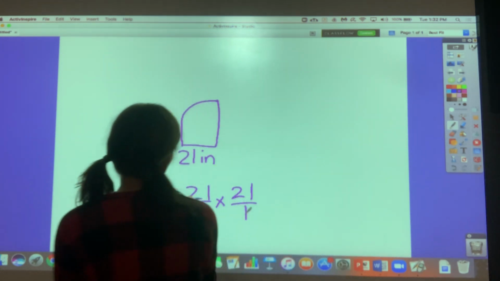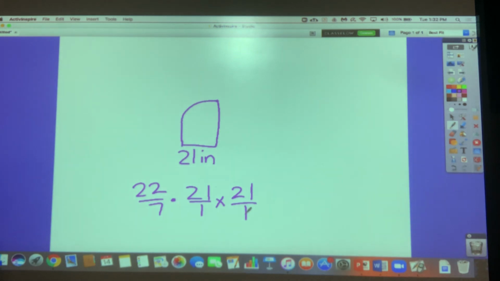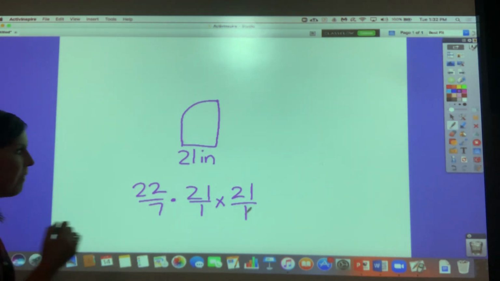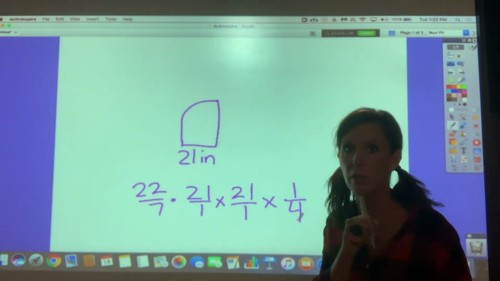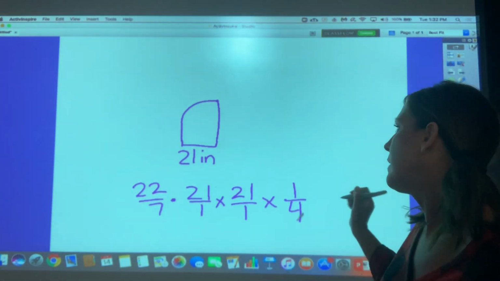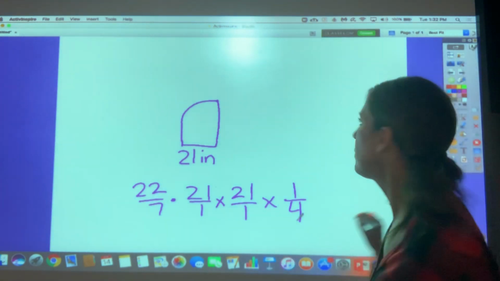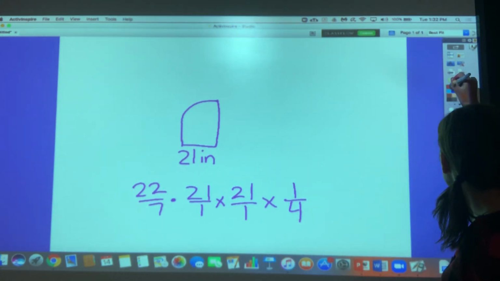This time we're only going to need to multiply by 1/4 because we only have 1/4 of a circle rather than a half. So again, let's cancel everything we can cancel, and then we'll just multiply what we have left.